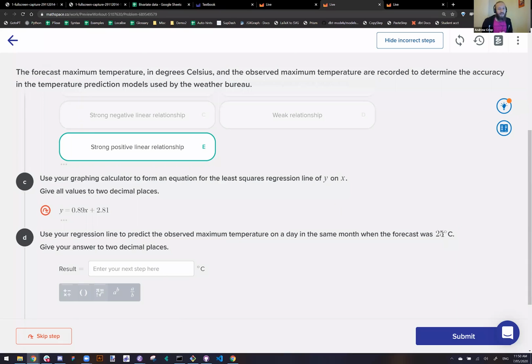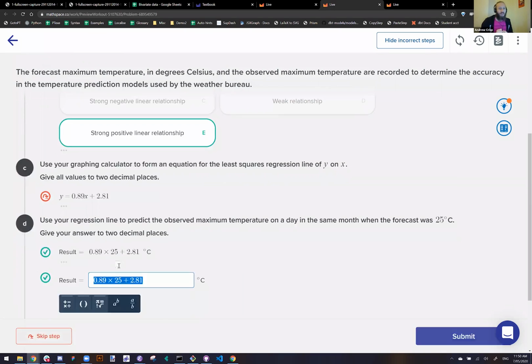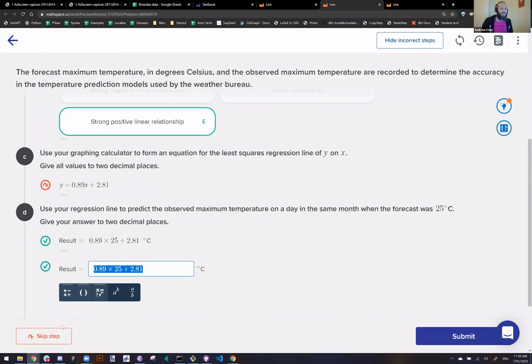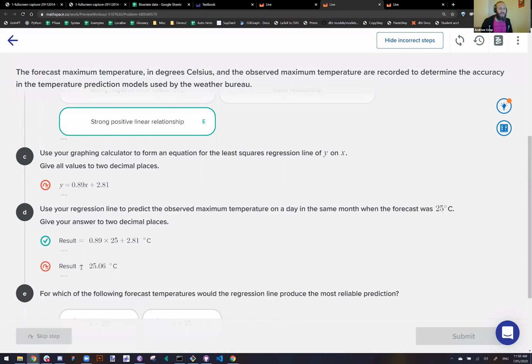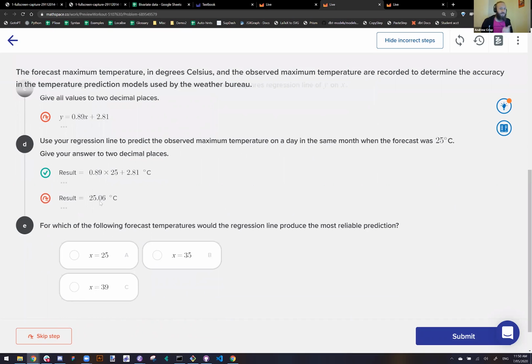In order to find this value, we just need to substitute this value for x in here. 0.89 times 25 plus 2.81. Correct. And in the interest of getting to the final step, one more question before the end, I'm just going to skip the calculation. Thanks, Mathspace.